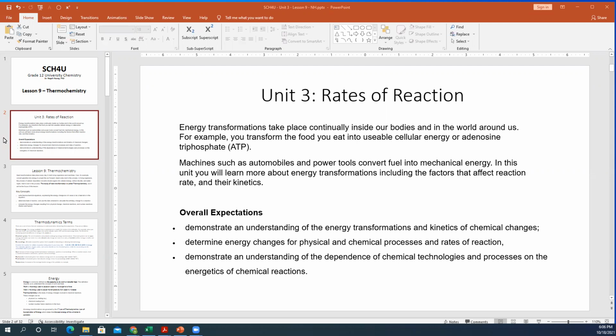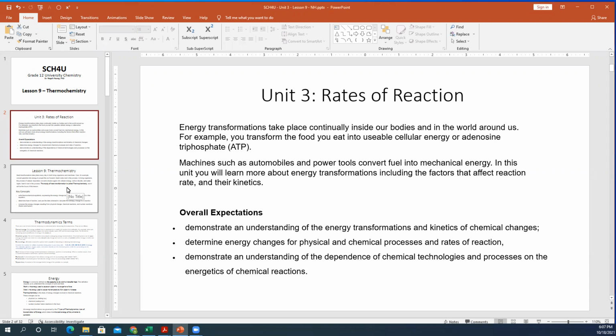So energy transformation takes place in our bodies whenever we eat food and we transform that energy into ATP or cellular energy, the type of energy that then our cells can spend and use. And just in a similar way, machines also convert energy by using chemical fuels and turning them into mechanical energy to do work for us. So in this unit, we'll learn more about energy transformations and the factors that affect their rates of reaction and their kinetics.